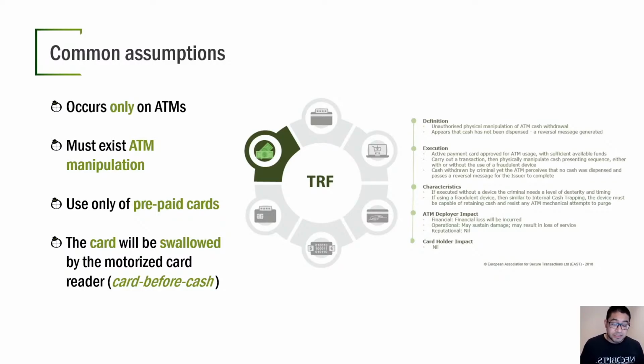Also, prepaid cards are being used by the attackers because they leave fewer traces, but they could use a normal card where the account belongs to them. Also, the card will be swallowed by the motorized card reader. This is not always the case, because in some transactional reversal fraud attacks, the attacker will not deal with the card but with the money. We will talk about this later.